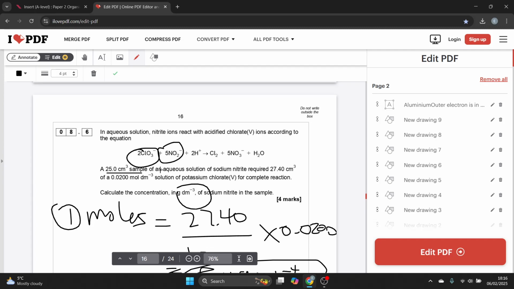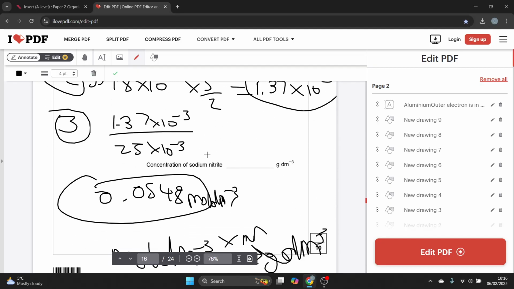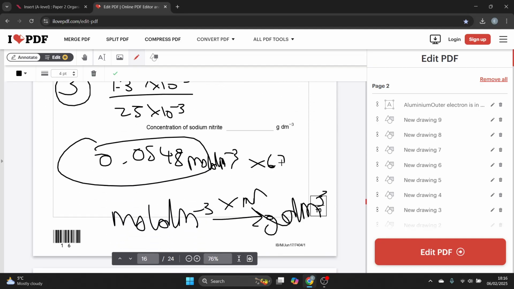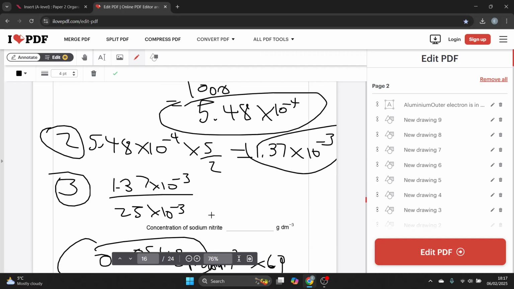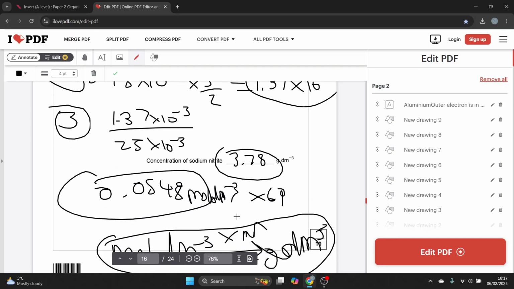So it's going to be 69. It's not going to be 14 plus 16 plus 16. I also need the sodium. So times it by 69. So remember, to convert from moles per dm cubed into grams per dm cubed, you need to do the moles per dm cubed times by the Mr. So 0.0548 times 69 gives me 3.78 grams per dm cubed.